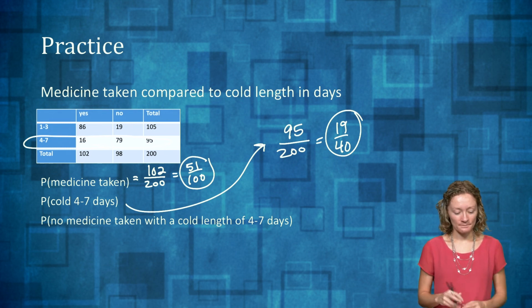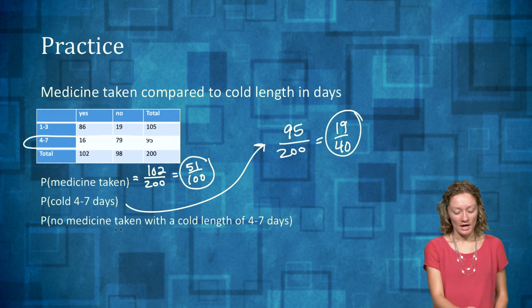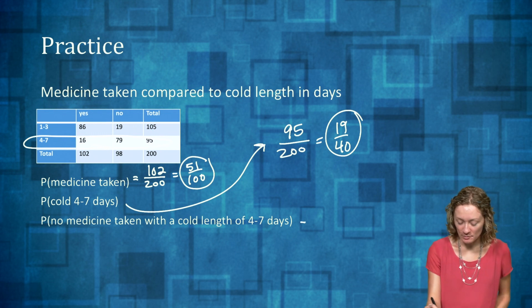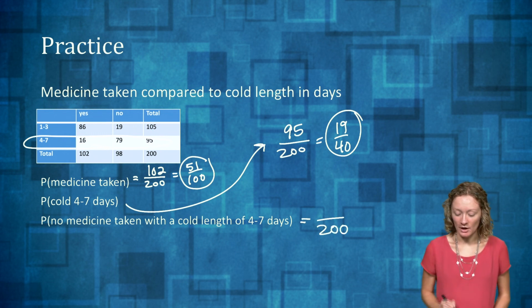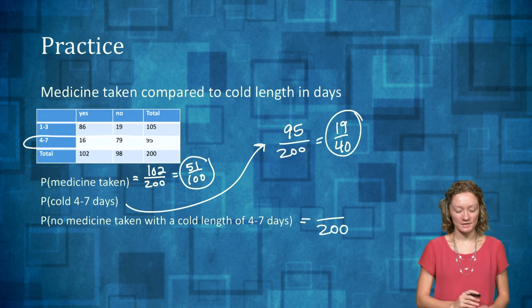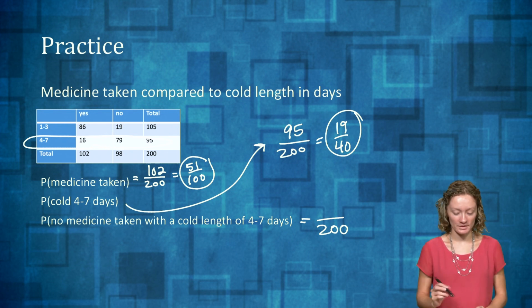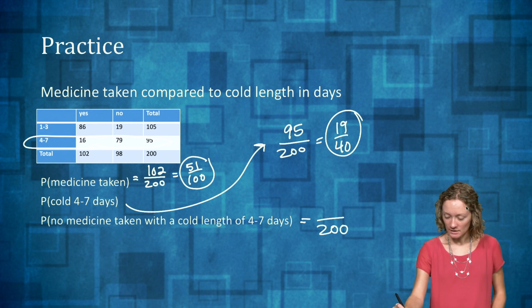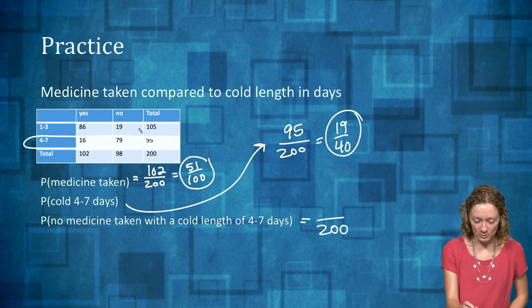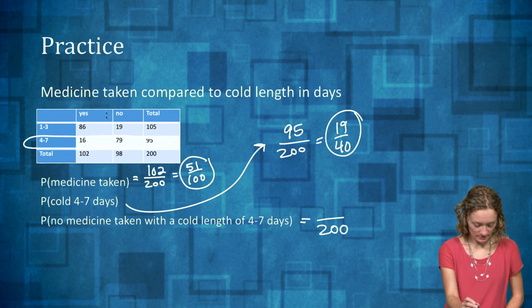And then the last one, what's the probability someone in the study had no medicine taken with a cold length of 4 to 7 days? So we still have all 200 people to consider. Of those 200, how many met this criteria? No medicine taken with a cold length of 4 to 7 days. A little bit more specific. This one is no medicine taken. This is cold length 4 to 7 days.